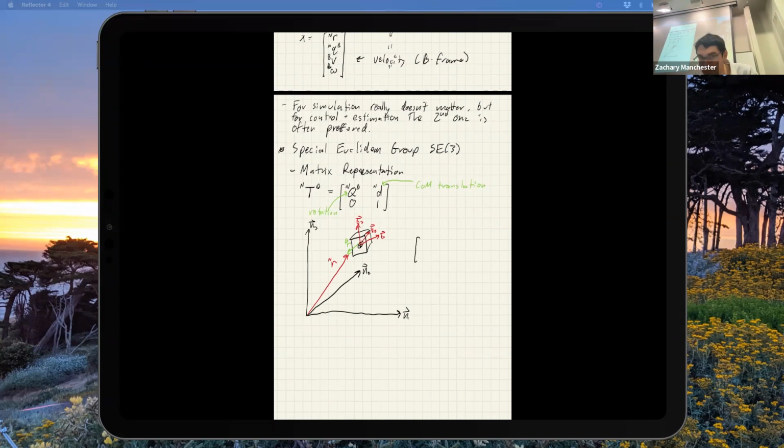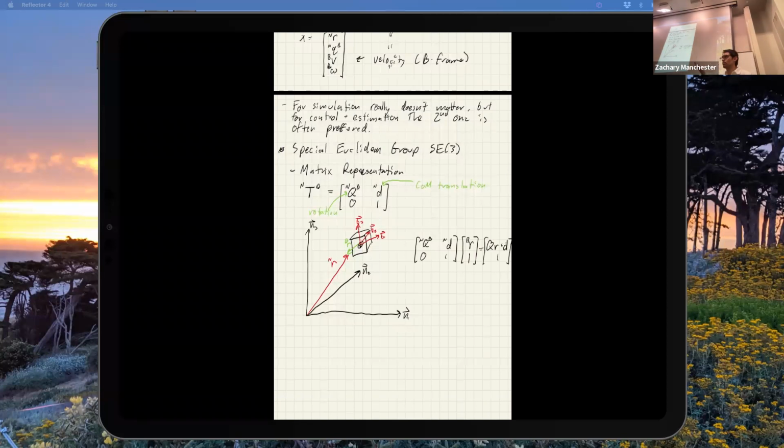So we got this guy. Here's the translation part. And we're going to multiply it in the following way. We take that R_B and pad it with a 1. That's just how you do it to make the algebra work out. And you'll get out QR plus D and a 1 on the bottom. So it rotates and then translates.